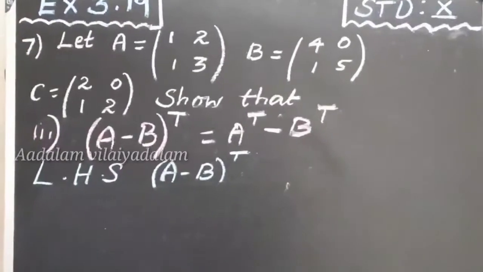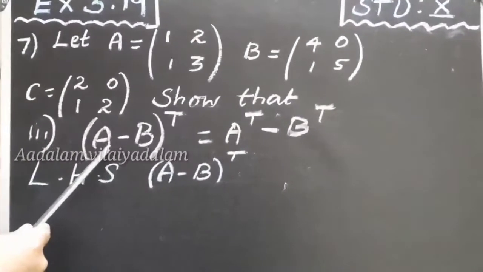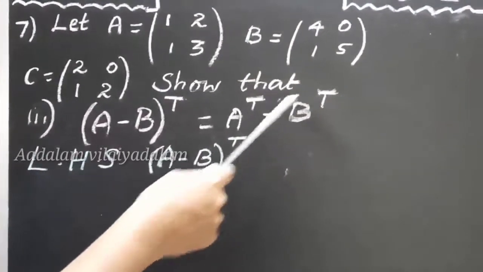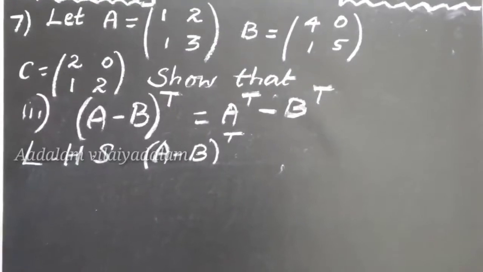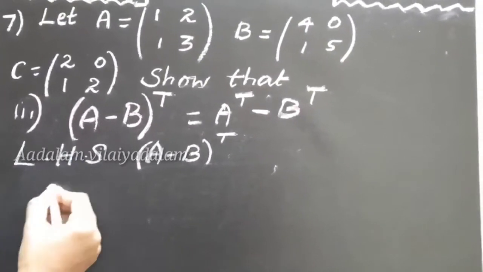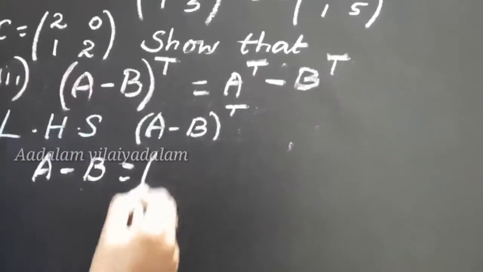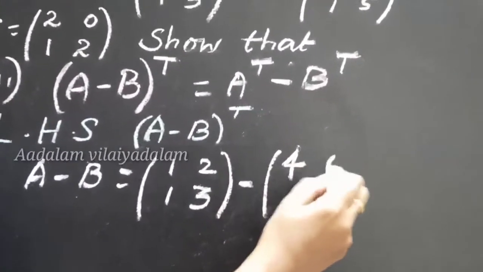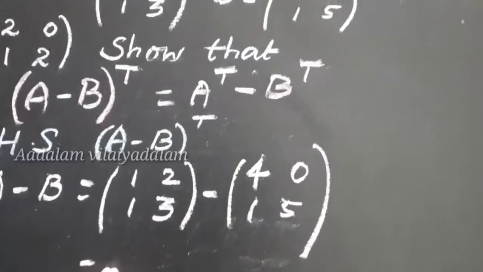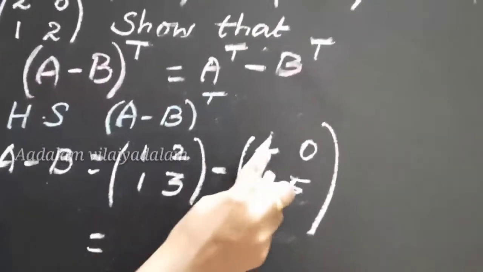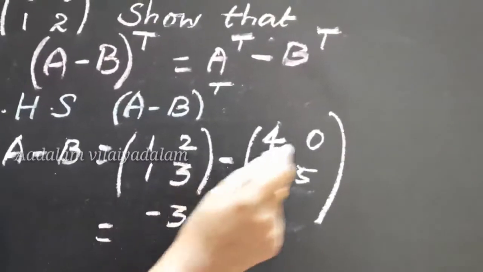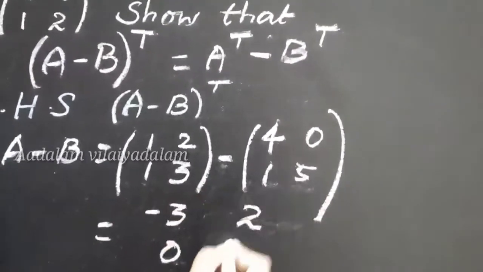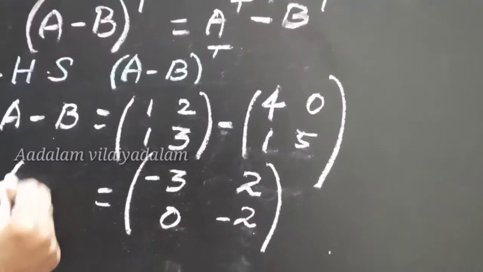Hence verified. Seventh question, third one: A minus B the whole transpose is equal to A transpose minus B transpose. First take the LHS value, A minus B the whole transpose. First complete the A minus B value. So A matrix 1 2 1 3 minus B matrix 4 0 1 5. Here subtraction only. So 1 minus 4, minus 3; 2 minus 0, 2; 1 minus 1, 0; 3 minus 5, minus 2. So this is the A minus B value.